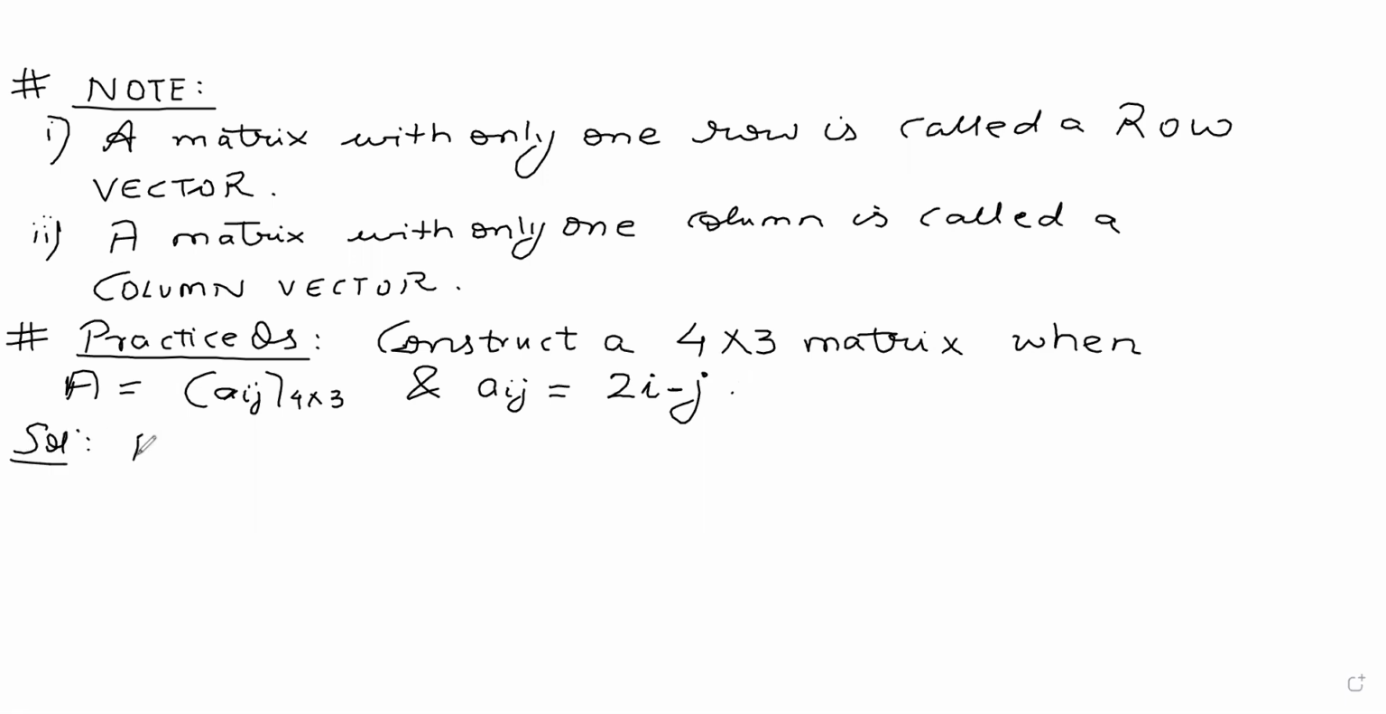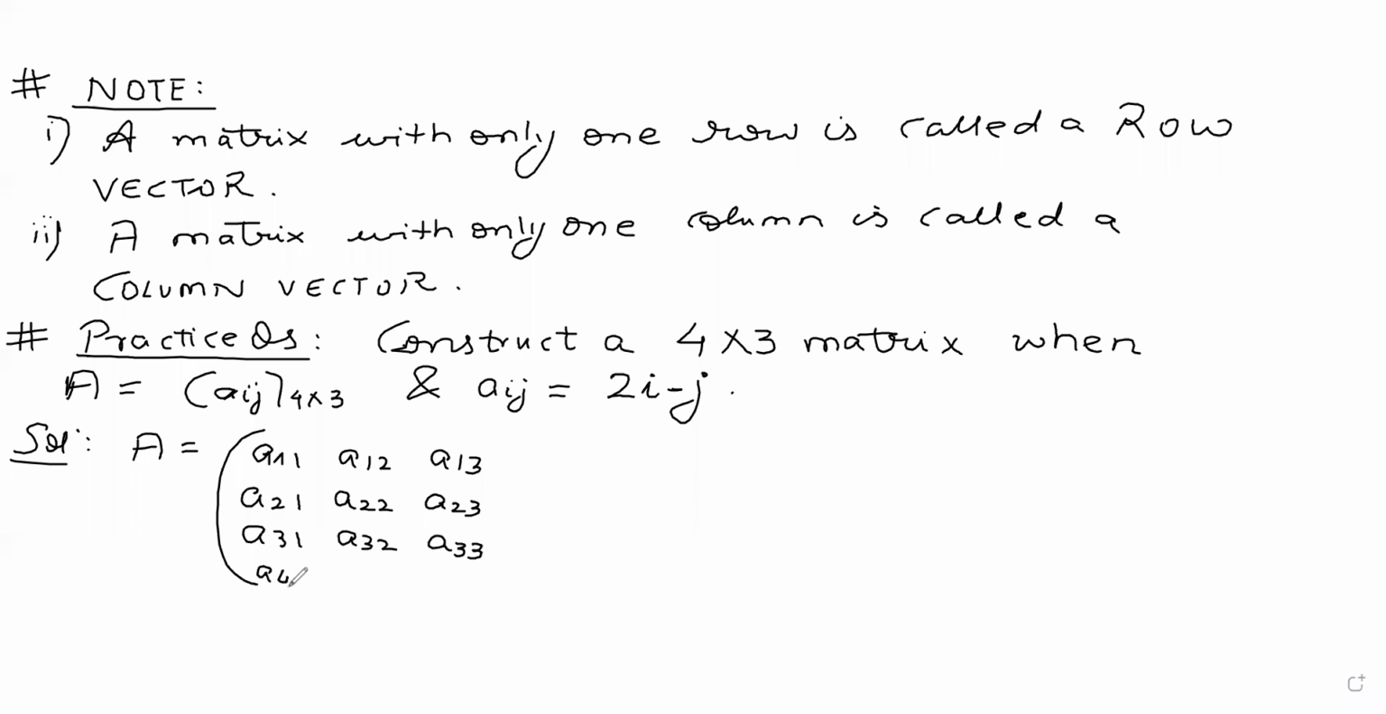How will the 4 cross 3 matrix look like? Now it will have 4 rows and 3 columns. So it's going to be A11, A12, A13, A21, A22, A23, A31, A32, A33, A41, A42, A43. You can clearly see this is a 4 cross 3 matrix.